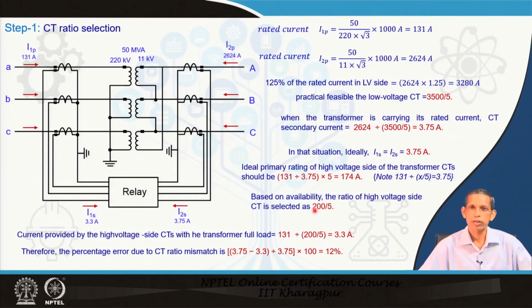So, there is some mismatch that we expect now, because we could not find a 174 is to 5 ampere CT. If we calculate with the current of 131 ampere on the primary side with 200 to 5, this becomes 3.3 ampere, but the other side current is 3.75 ampere. So, there is a difference of current, even though it is not a fault; it is a normal loading condition. The difference is 3.75 minus 3.3, divided by 3.75, which leads to about 12% error in this arrangement. And why this error? Only due to CT ratio mismatch.